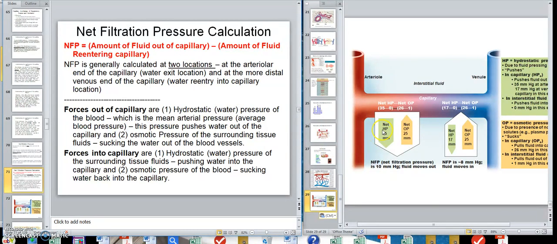Osmotic pressure is a sucking force. Osmotic pressure is the osmotic pressure in the surrounding fluid sucking it out, which has to do with the solution. Remember, isoosmotic, hypo, and everything. The forces into the capillary are the hydrostatic pressure of the water outside pushing back in, plus the osmotic pressure of the blood sucking it back in. So those are the forces in. So study this.